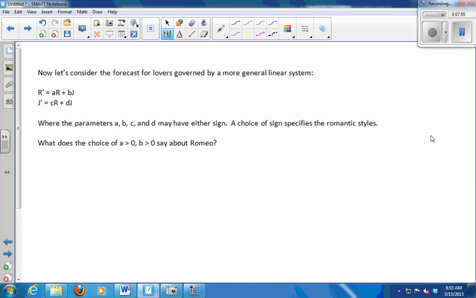Okay? So if A is positive and B is positive, so if I have R prime equals any positive number, say like 2R plus 3J, something like that, A and B both positive, what does that say about Romeo's feelings? How do they change? They grow. They grow on their own, and they also grow as a result of Juliet's feelings.